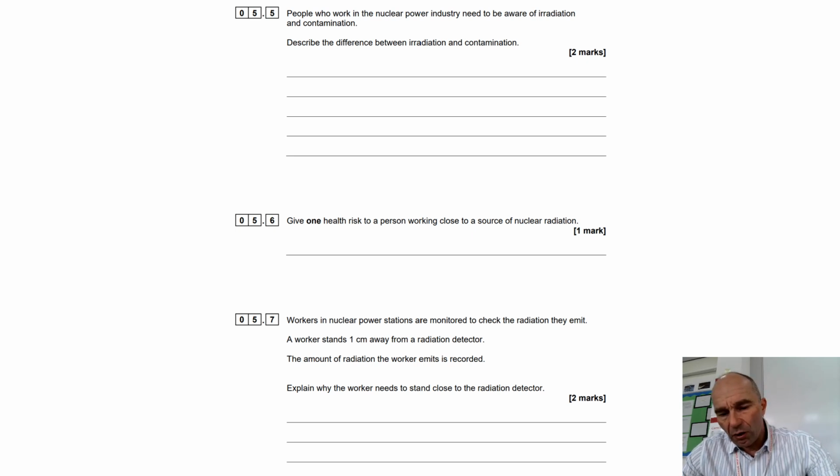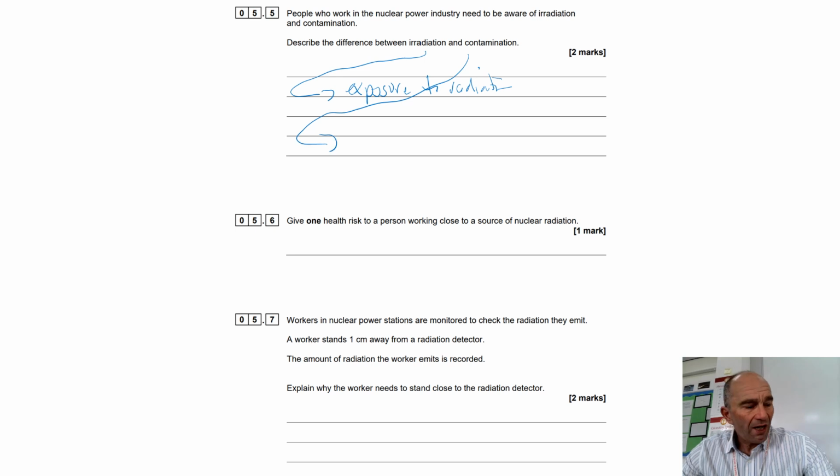Now, these are definitions that you just need to remember. Irradiation, that is just exposure to radiation. Contamination is when you actually get the radioactive material on the person. So it actually ends up on the person. It is very much a common question now, looking at irradiation and contamination. So just make sure you know those definitions.